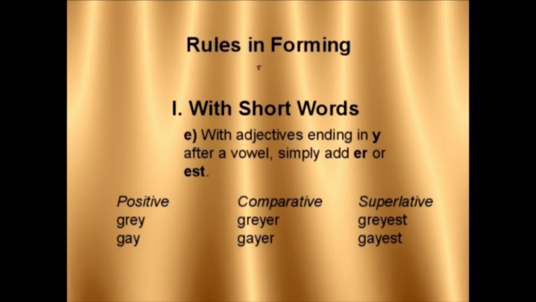With adjectives ending in Y after a vowel, you simply add -er or -est. For example, positive: gray; comparative: grayer; superlative: grayest. Gay, gayer, gayest.